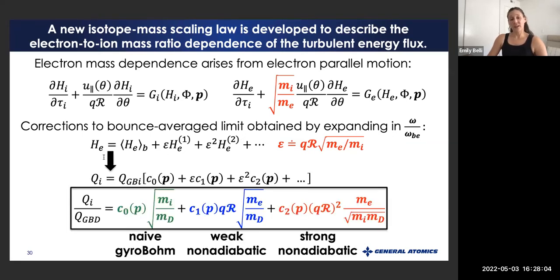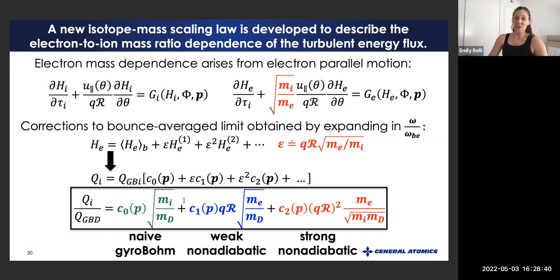The series for the turbulent ion energy flux then becomes as follows, where the coefficients C depend on all system parameters P except the electron-to-ion mass ratio. So the ion mass dependence is always monotonically increasing, meaning that C0, C1, and C2 are positive. So physically, the first term is the naive gyroBohm term, which, as I mentioned, is the solution in the zero electron mass limit, and it scales as the square root of the ion mass. The next two terms are the finite electron mass non-adiabatic corrections, which destabilize the turbulence.